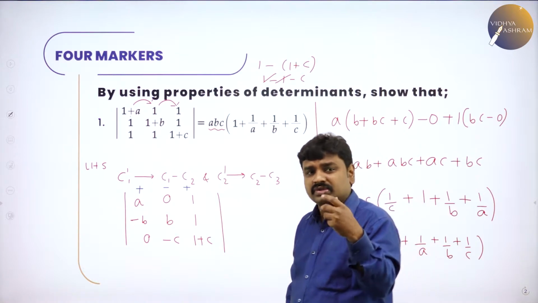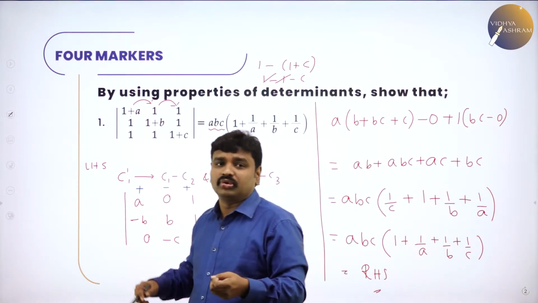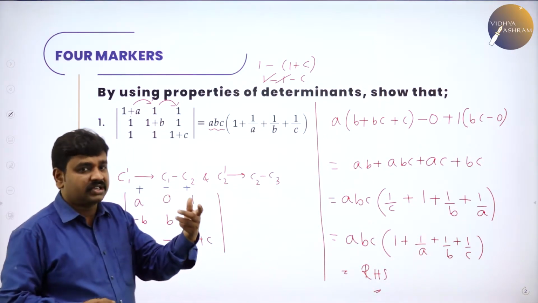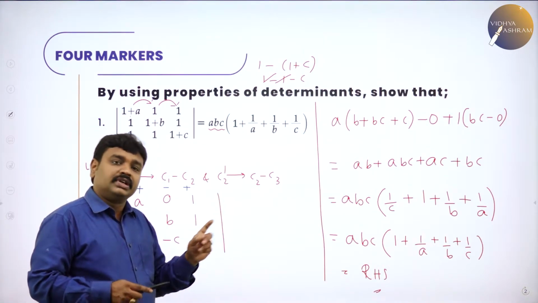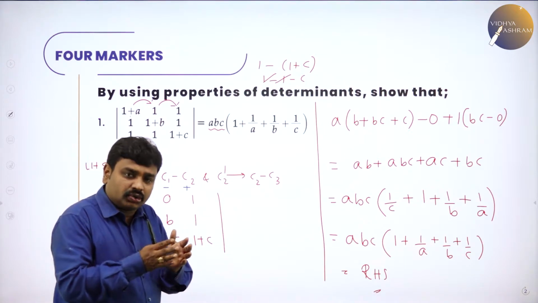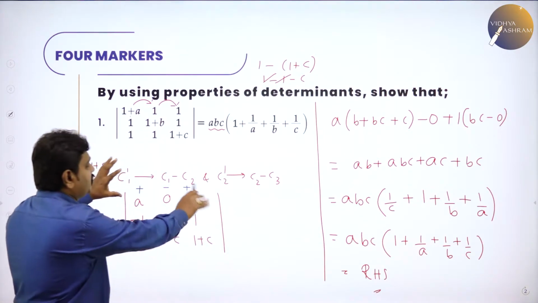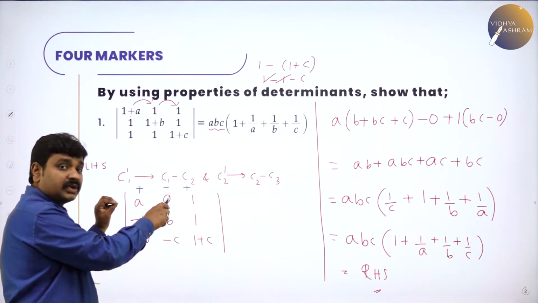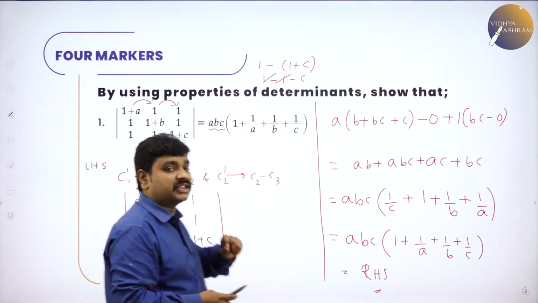Not necessarily. You can use other row transformations and solve. R1 minus R2, R2 minus R3 and solve. Either you can use row transformation or you can use column transformation. This is one method. So in today's class, I am mostly using this transformation because it gives results for many problems. We'll go ahead with the next problem.